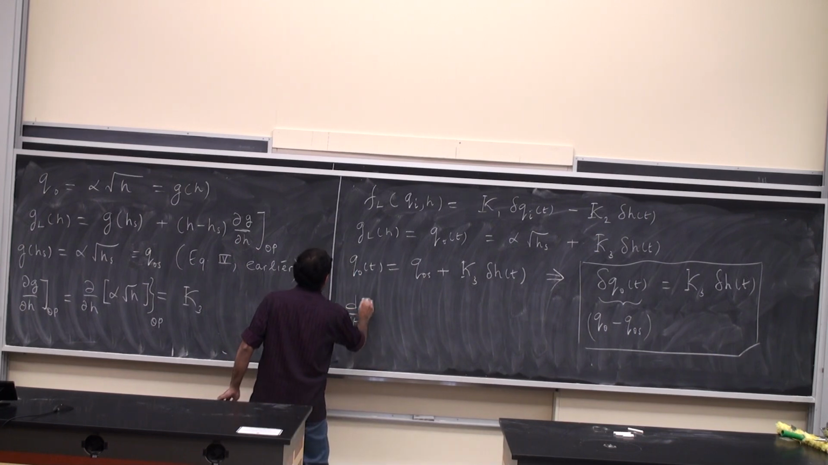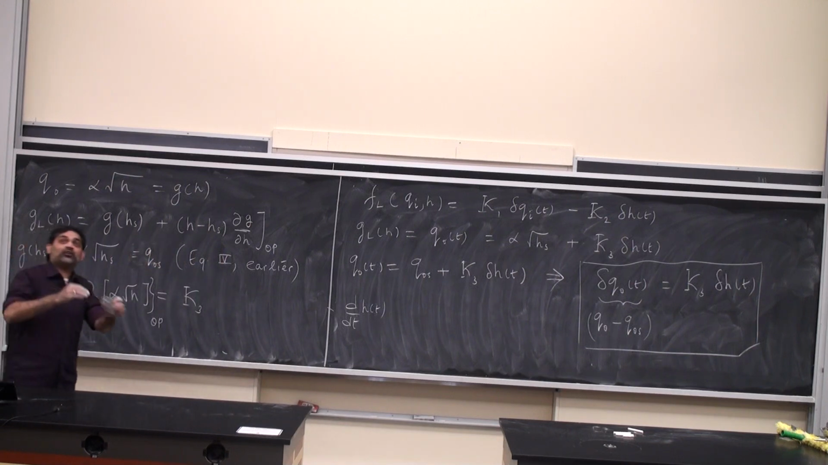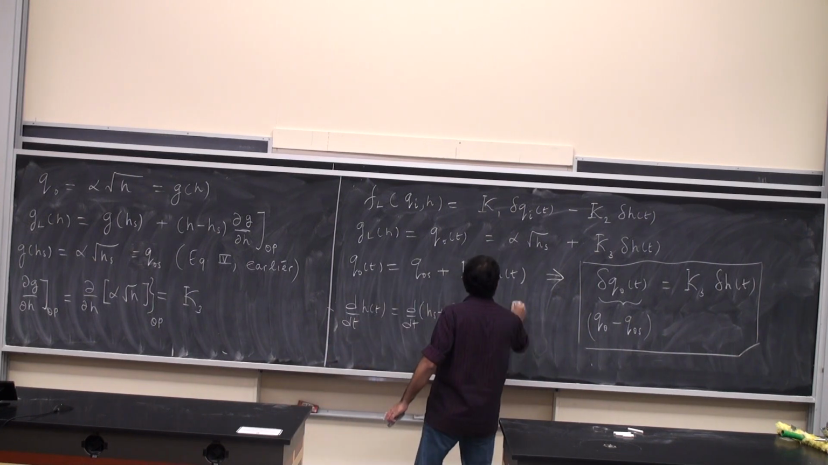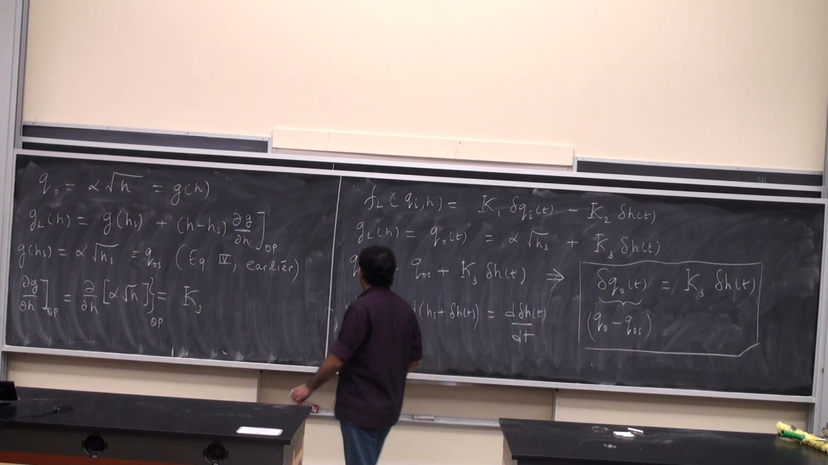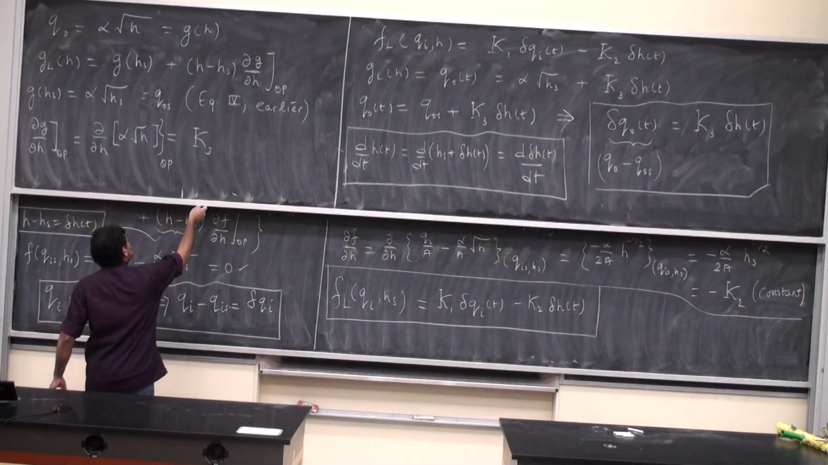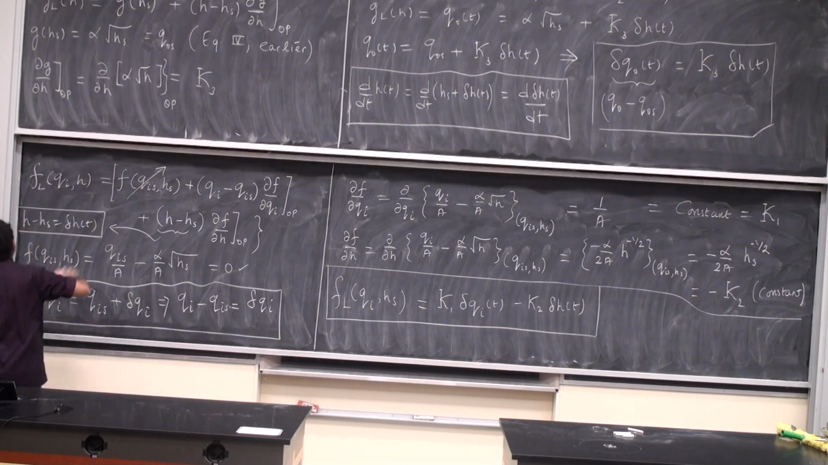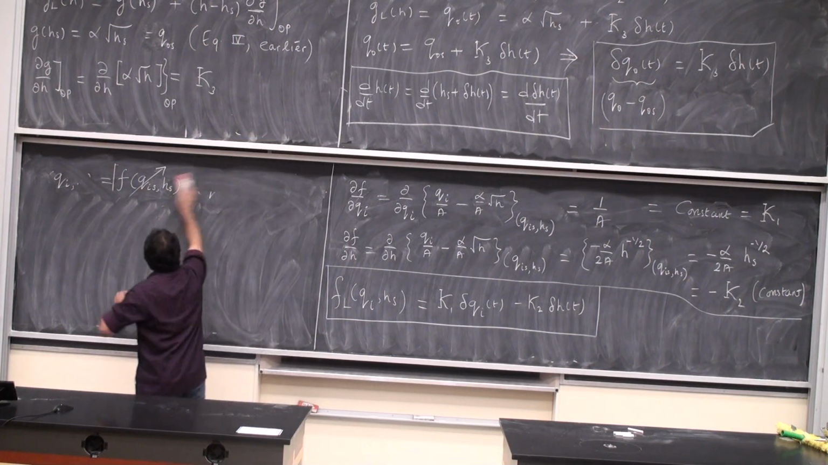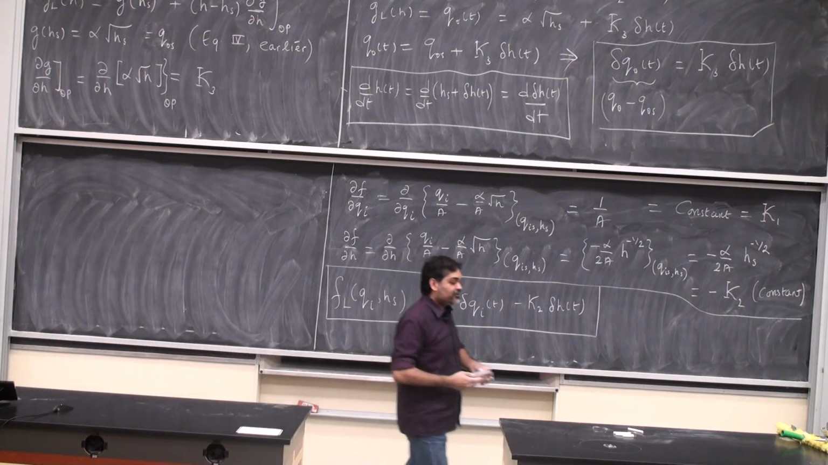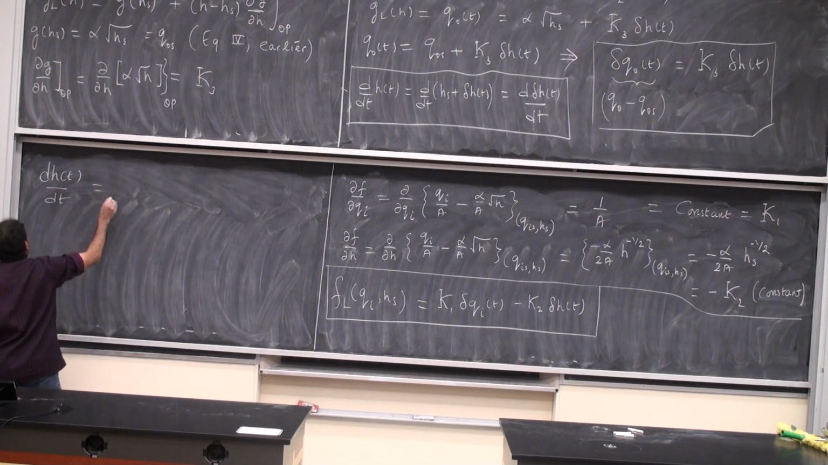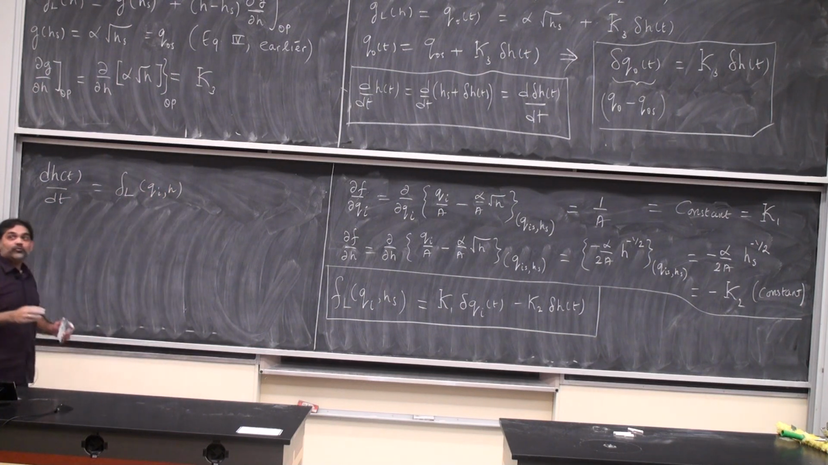Notice d by dt of h of t. h of t is hs plus delta h. So this is d delta h by dt. The last step is collecting everything and writing them together. So start off with dh. This is now going to be the linearized version of all of the equations. Instead of dh by dt, it's d delta h by dt.